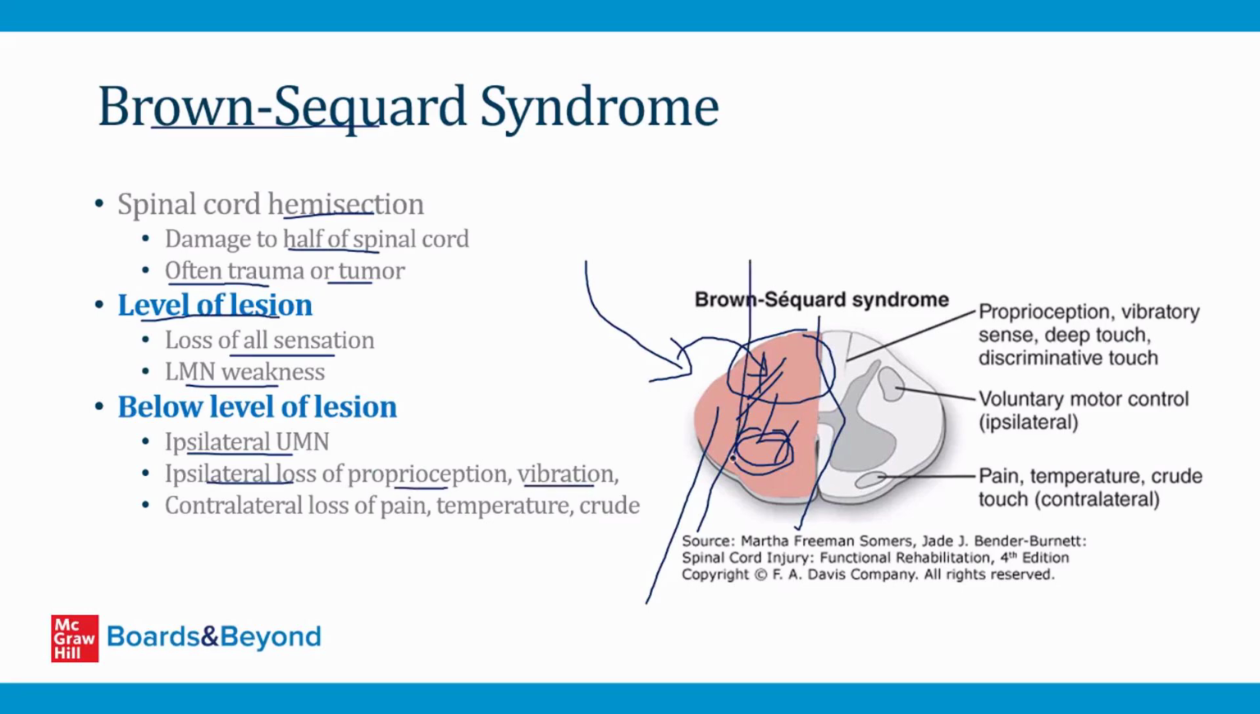And then remember, the spinothalamic tract fibers running up and down the spinal cord carry information from the opposite side of the body. So below the level of the lesion, you will have loss of pain, temperature, and crude touch that's contralateral to the side of the lesion.